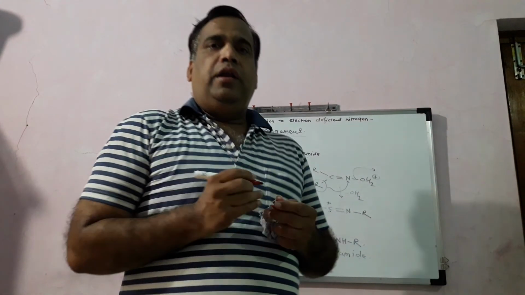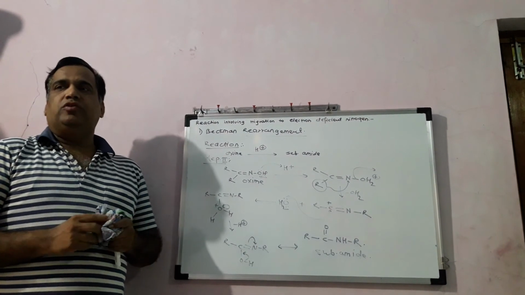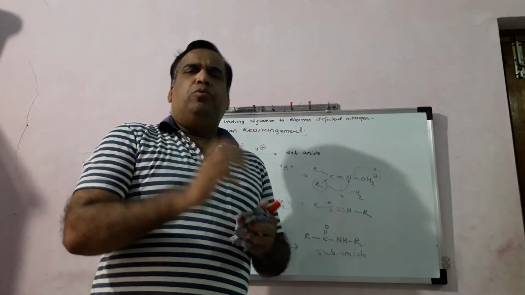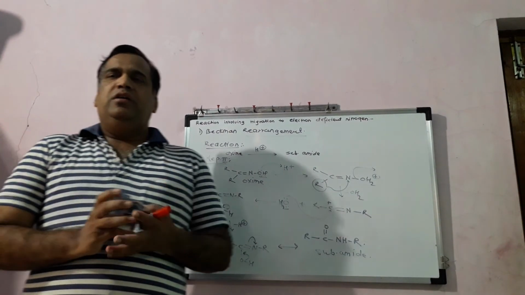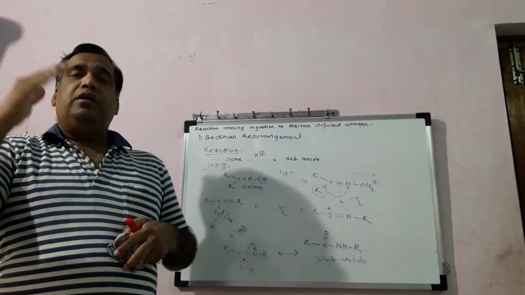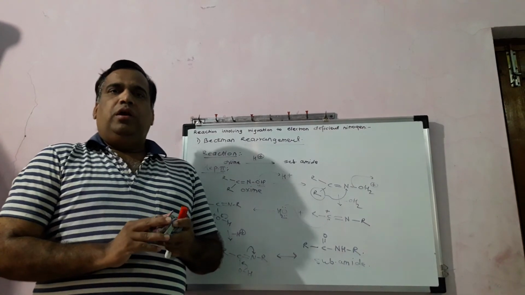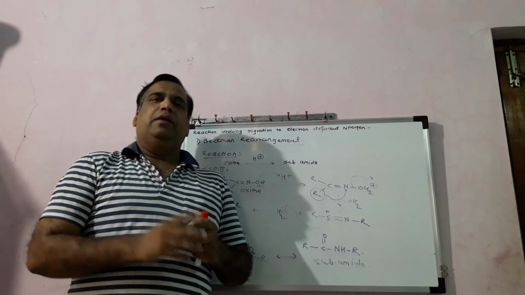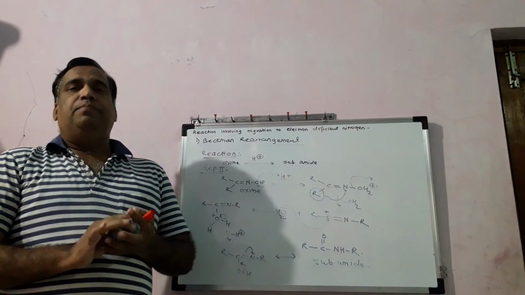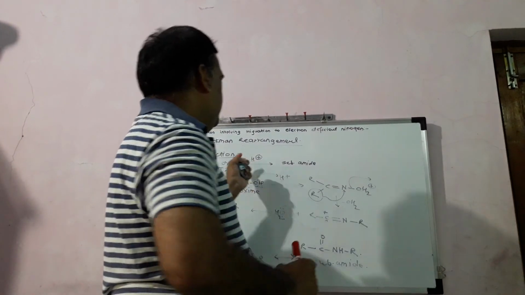Now we are going to find out the different applications of it. There is a very important application of the Beckmann rearrangement. It is used in the synthesis of caprolactam, followed by conversion into a polymer, that is, into nylon 6 or polymeric compounds. And this nylon is a very important compound used in different polymeric reactions.